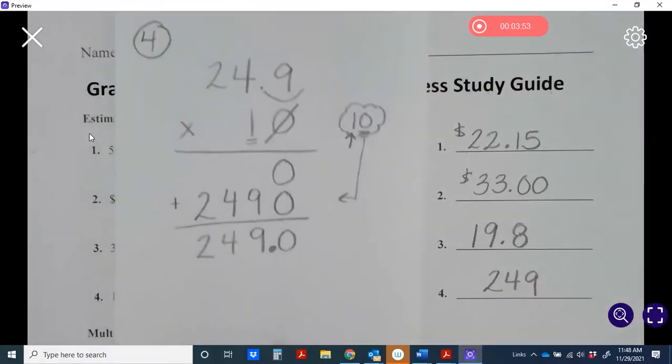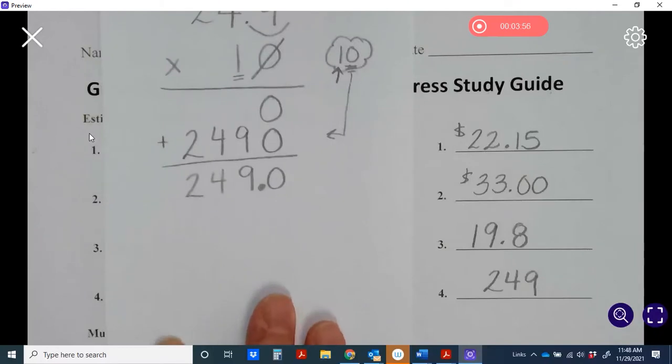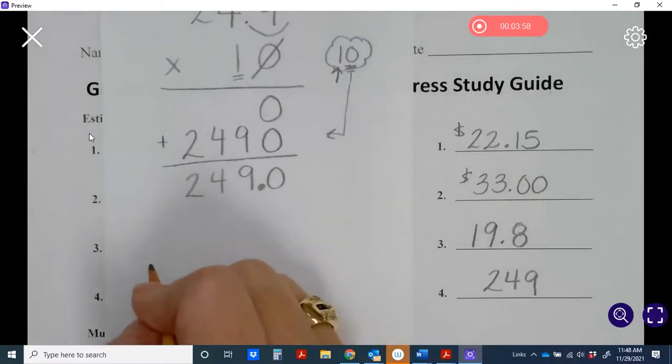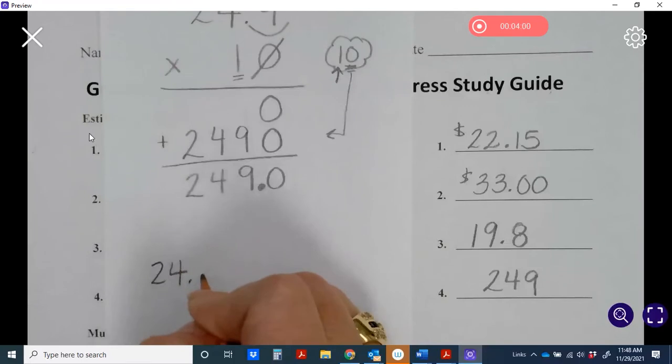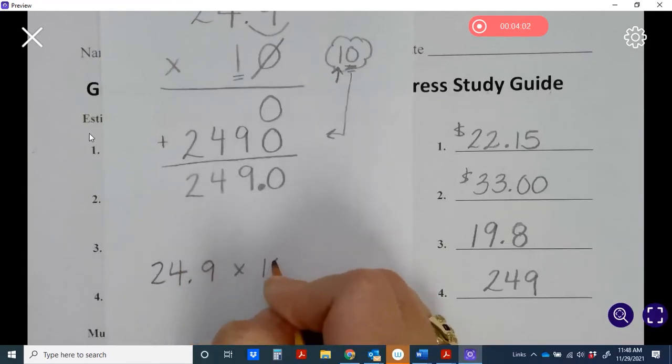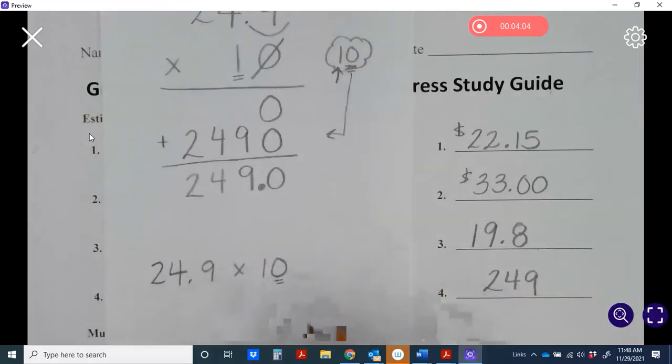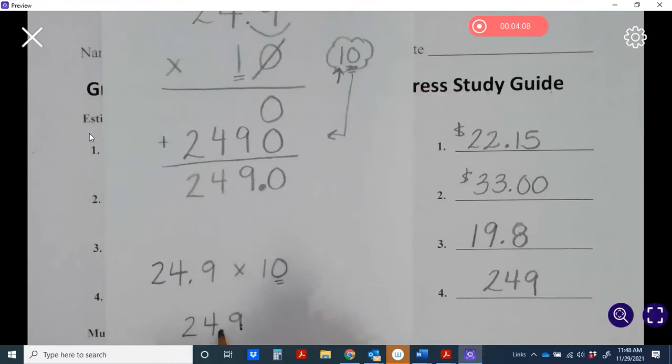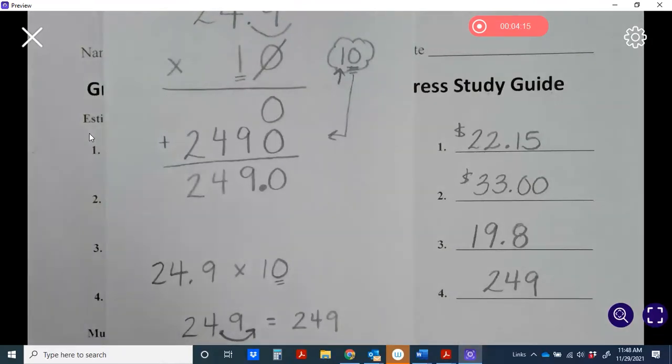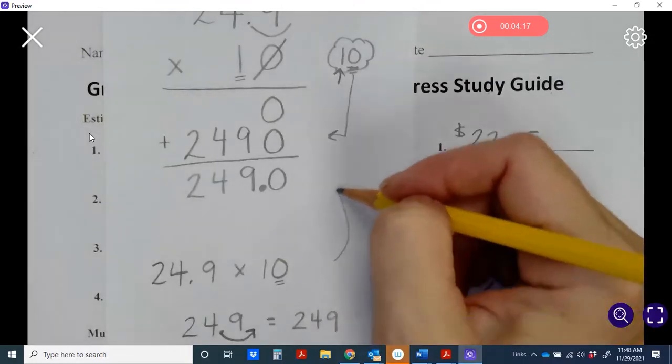Now, we know a trick when we multiply by powers of 10. So if I had 24.9 times 10, 10 has 1 zero, so we can just simply move this decimal point over 1 time, and that would equal 249. So I did not actually have to do all of this work above.